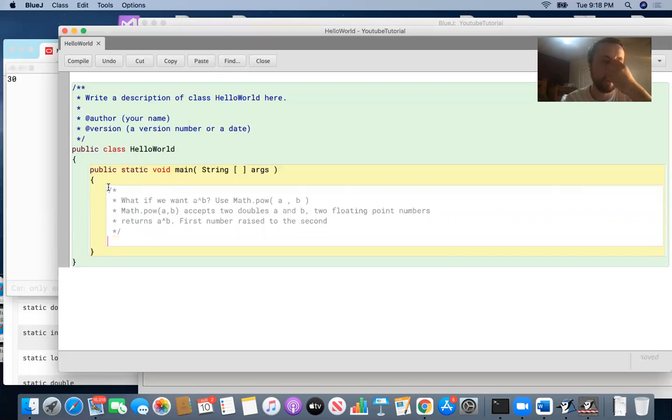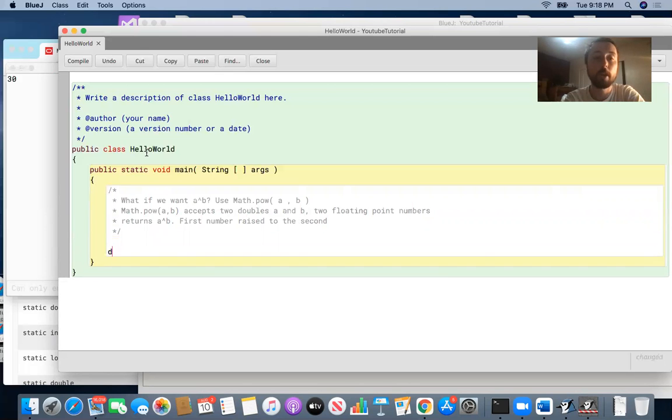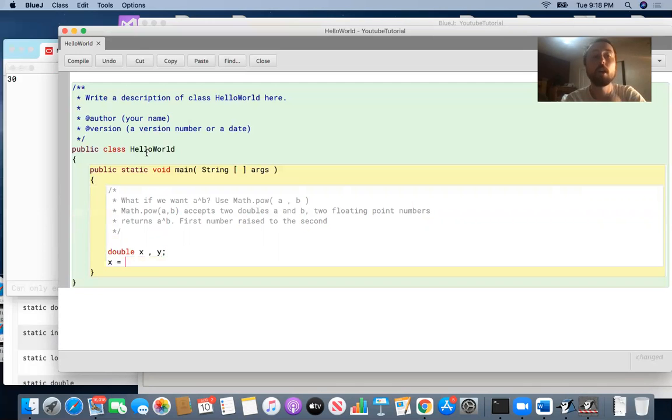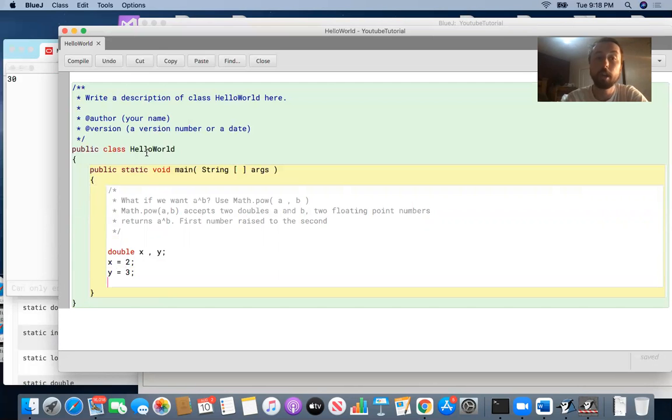What would be the result of that? So let's take a look at this. So double x, y. Let's think about a, you could do any power that you want. We could do the third power or something. We'll do 2 to the third power. So we'll do x equals 2 and y equals 3. Okay, and remember, these are doubles, right? So this is going to be 2.0 and 3.0.